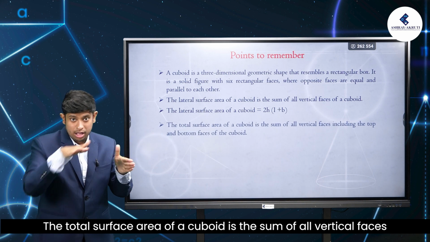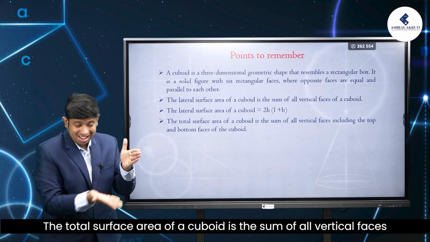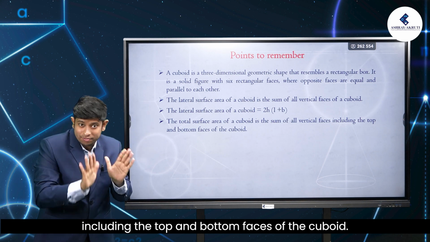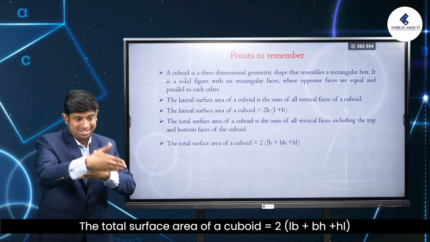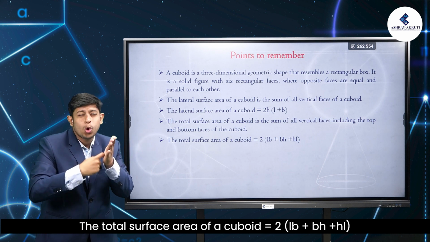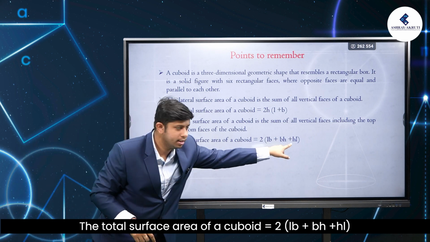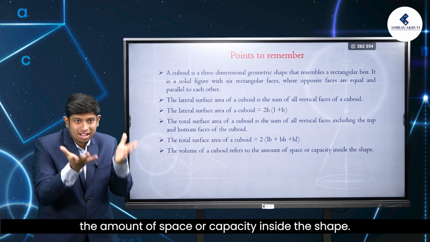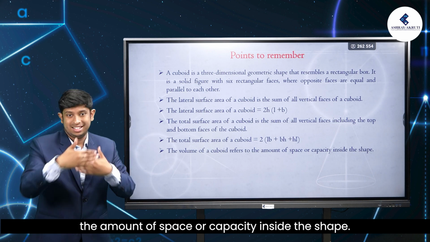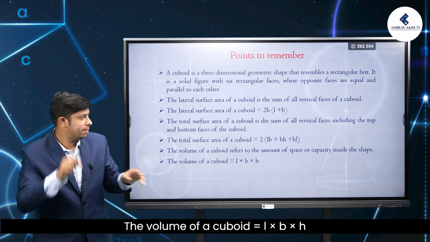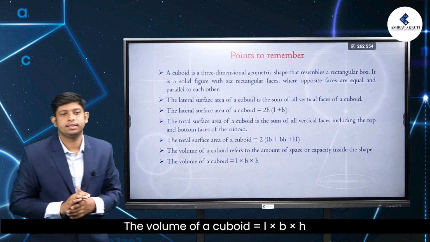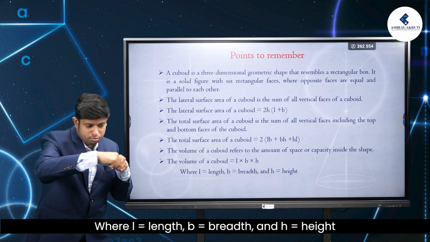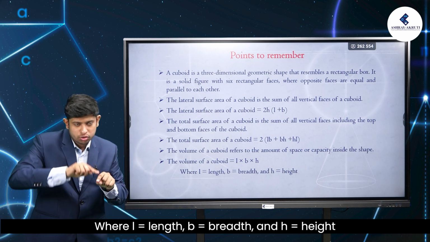The total surface area of a cuboid is the sum of all vertical faces including the top and bottom faces of the cuboid. The total surface area of a cuboid is equal to 2 into LB plus BH plus HL. The volume of a cuboid refers to the amount of space or capacity inside the shape. The volume of a cuboid is equal to L into B into H, where L is equal to length, B is equal to breadth and H is equal to height.